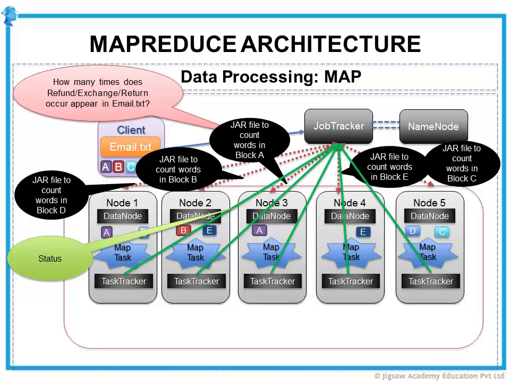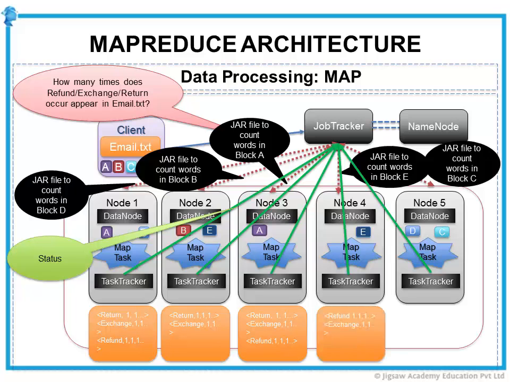The logic of the map function itself is simple. It would be programmed such that it checks every word in the corresponding block of emails.txt that the map task would be running on to see if it is either refund, exchange, or return. If it is, then output the word as a key value pair like we saw in the previous slide, or else ignore that. As each map task completes, each node stores the results of its local computation in temporary local storage.